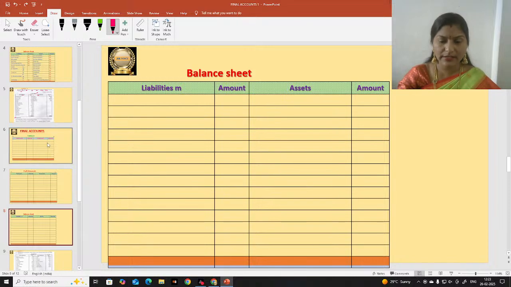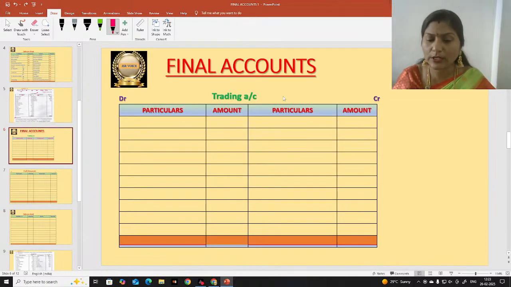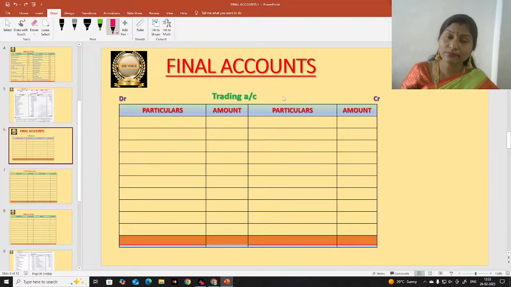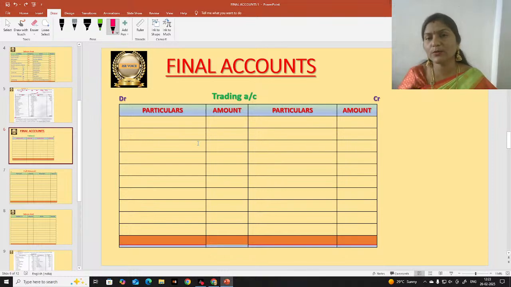Our first account is the trading account. So we are going to the trading account now. Always in the trading account, first we should record the debit side items and credit side items. We should take them from the question, and if those are available in the question, first record those items here in the trading account, debit side as well as credit side. Let us record that. As I said already, in the trading account debit side, the first item is opening stock.